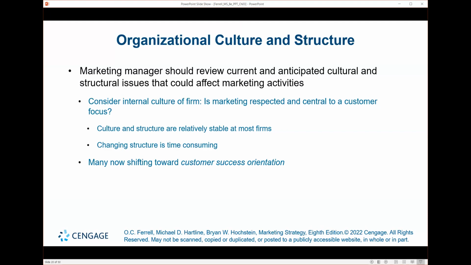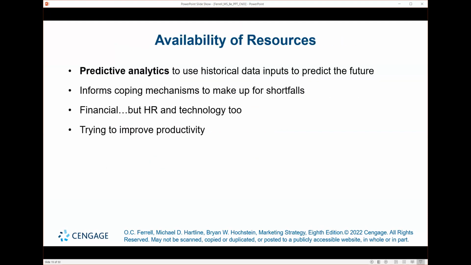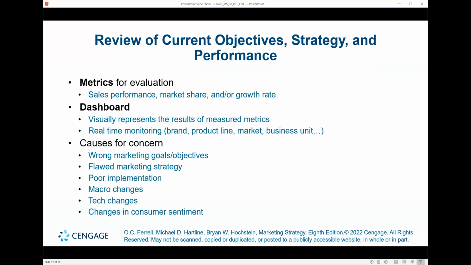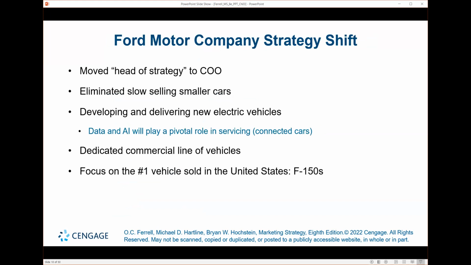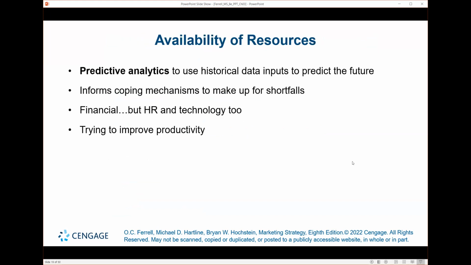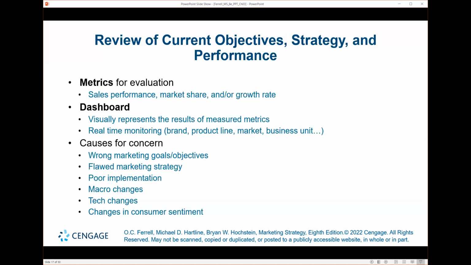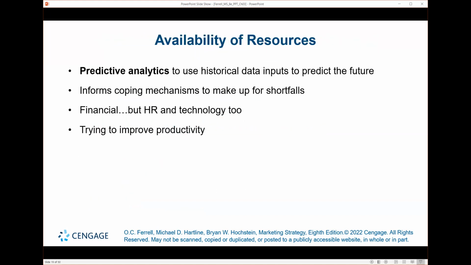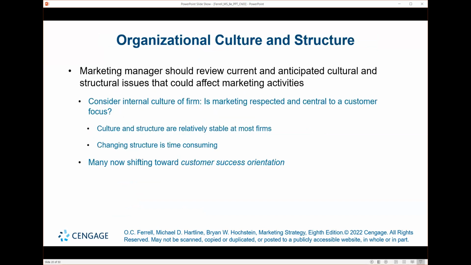So the 3 questions that the internal environment should ask, or the 3 things that they need to do: you need to assess the firm's current objectives and strategies and performance. The second thing is that management needs to review the current and anticipated levels of organizational performance. And they should reflect the anticipated cultural and structural issues that could affect our marketing activities. These are the 3 things that are needed to do when you're doing the internal environment.